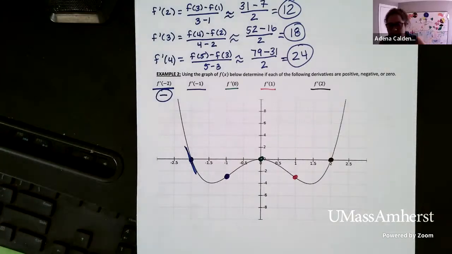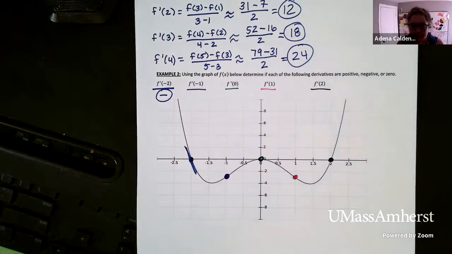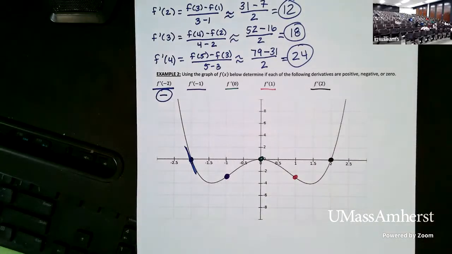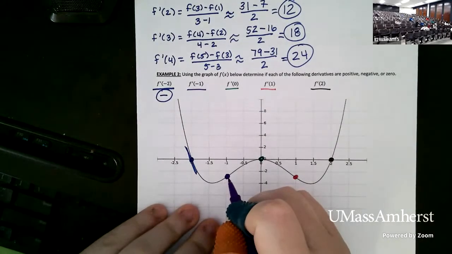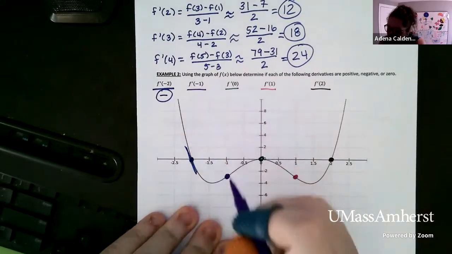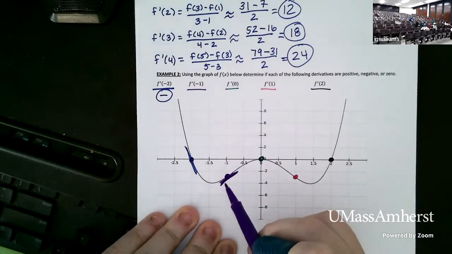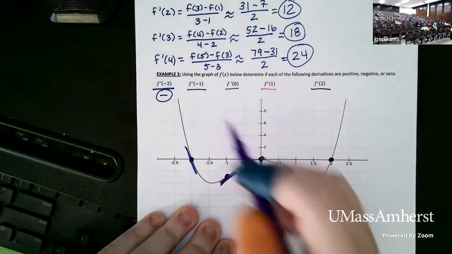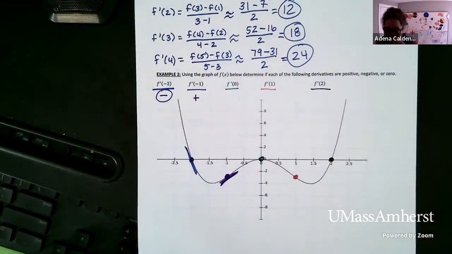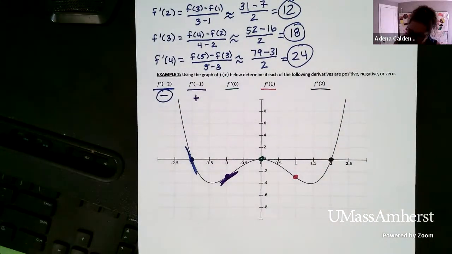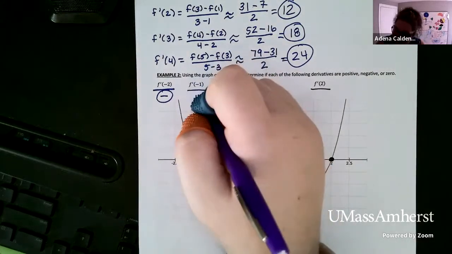Okay, so let's go ahead and sketch in these lines and see if you're able to envision them correctly. So here at -1, here's our point. If we're sketching in the tangent line, that's something like this. So it's going to be going up from left to right. So here, that's going to be positive. Right now, we're only interested in the sign.